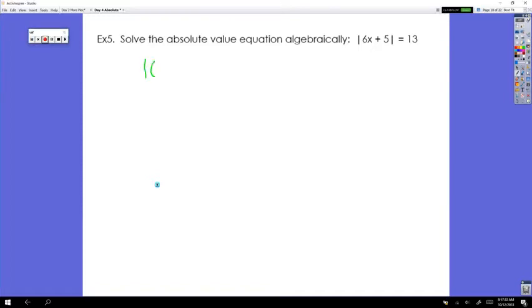So we have the absolute value of 6x plus 5 is equal to 13. Step 1, isolate the absolute value. It's already done. So now we can just set this equal to positive 13 and -13. A mistake I see a lot of people making, which I don't want to see any of you make, is instead of changing the positive 13 and -13, they'll change the 6x plus 5 to a 6x minus 5. That is incorrect. You must change this number at the end.